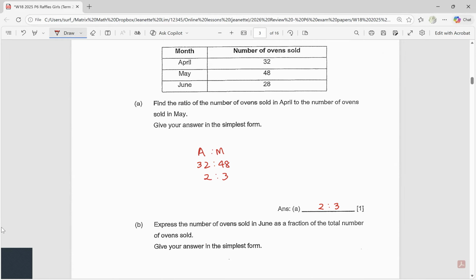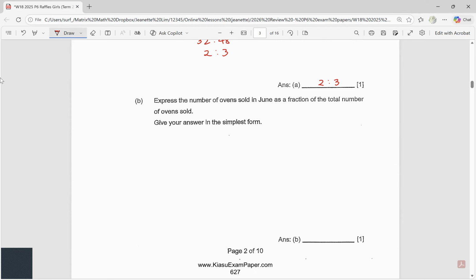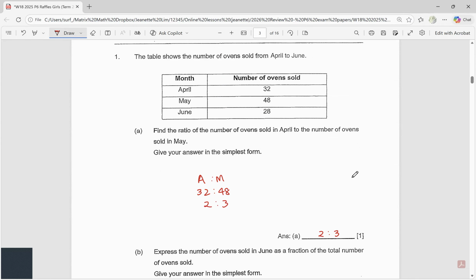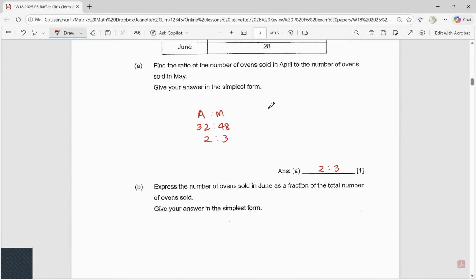Now for part B, express the number of ovens sold in June as a fraction of the total number of ovens sold. Simplest form. Okay, so in June, how many do we have? We have 28. Then out of the total, so let's find the total. 32, 48, 28 will give us 108.